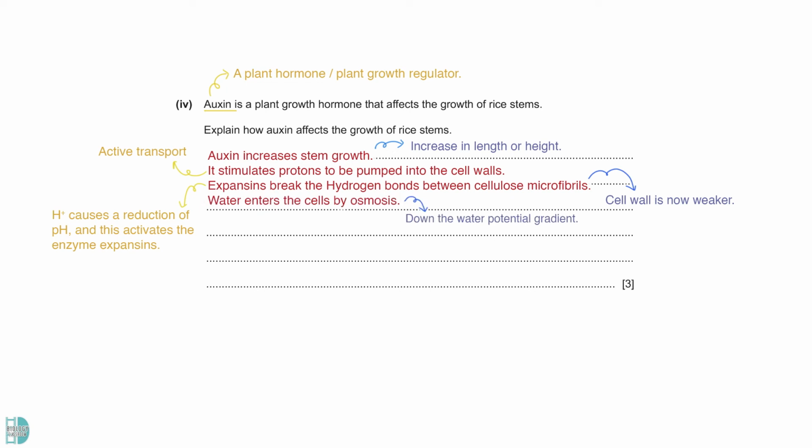Water will then enter the cells by osmosis down the water potential gradient. The cell will elongate or expand. The increase in volume is now possible because of the weakened cell wall.